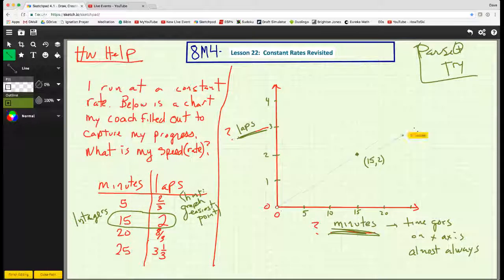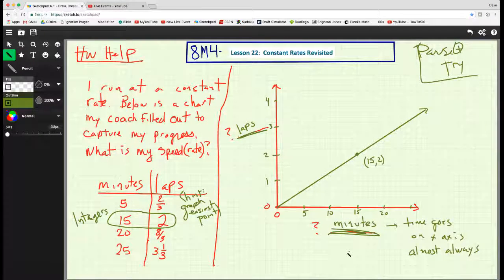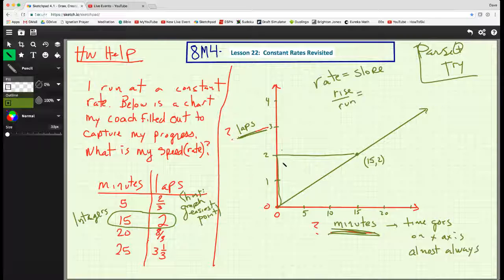So let's graph our line here. And there you have it. Now, what is my rate? Rate equals slope. So we'll go back here and we'll just say rise over run. Really want to get this into your head. Rise over run, rise over run. You'll never screw up if you think about rise, y, over run. You run to the right and you rise up or down. So this is plus 2. This is plus 15.